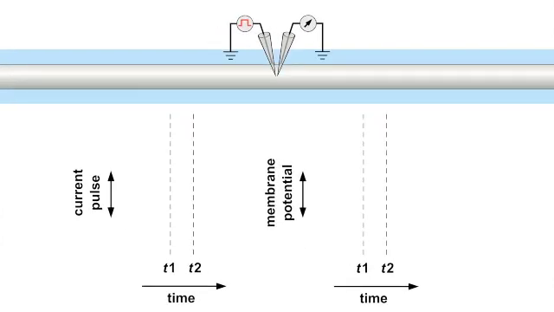Let's examine what happens when we give current injections of different magnitudes. If we inject negative currents, the membrane hyperpolarizes, and the magnitude of hyperpolarization is proportional to the magnitude of the injected current. If we now switch to positive currents, the membrane depolarizes, and the magnitude of depolarization is proportional to the magnitude of injected current.